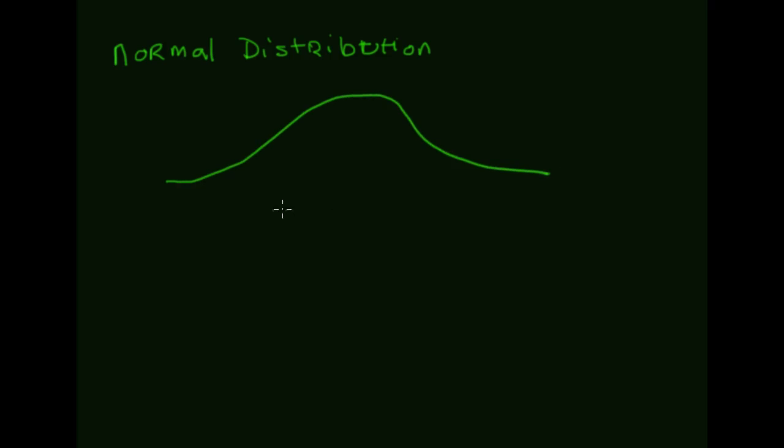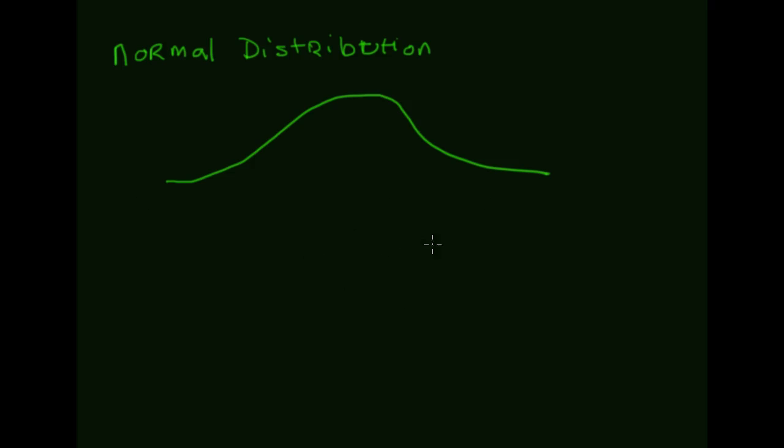This is a recording on the standard normal distribution. So the first thing we need to understand is what is a normal distribution. Okay, so earlier in the course we described a normal distribution as bell-shaped and symmetric.